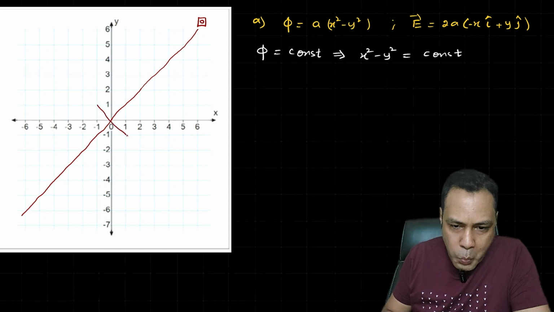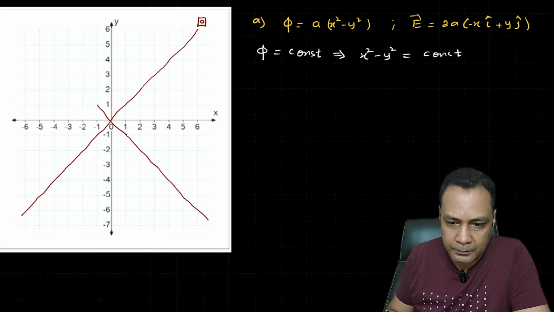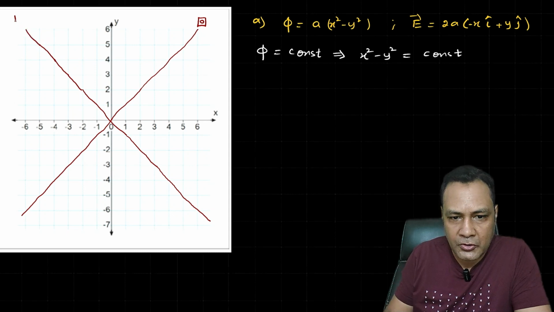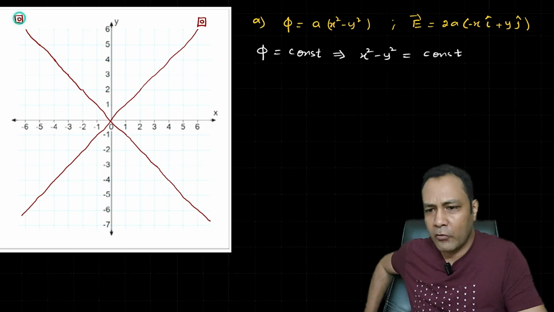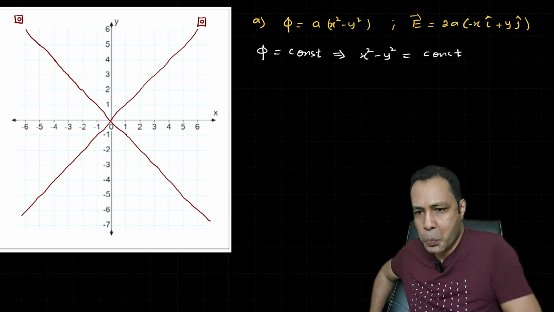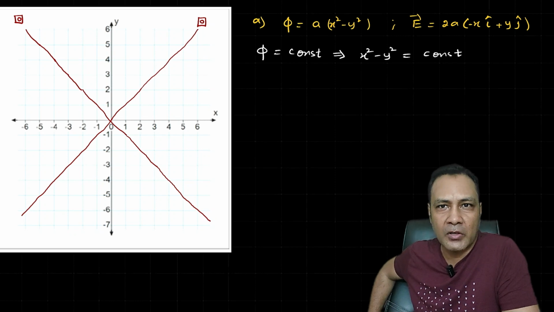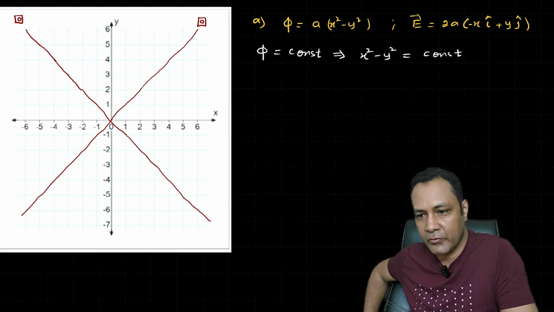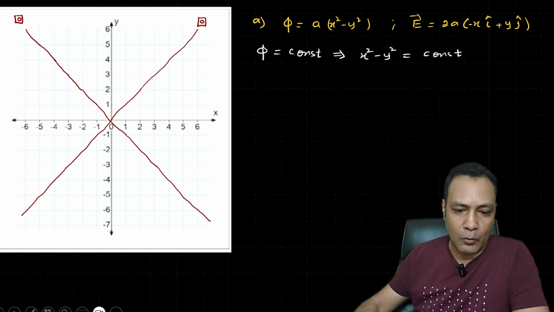So this is also a 0 potential EPS. And now if I take any other non-zero value of phi, in that case x square minus y square is some constant, and that is basically a hyperbola. So let's go to a graphing tool and I'll put in different values of that constant and see how the hyperbola looks.